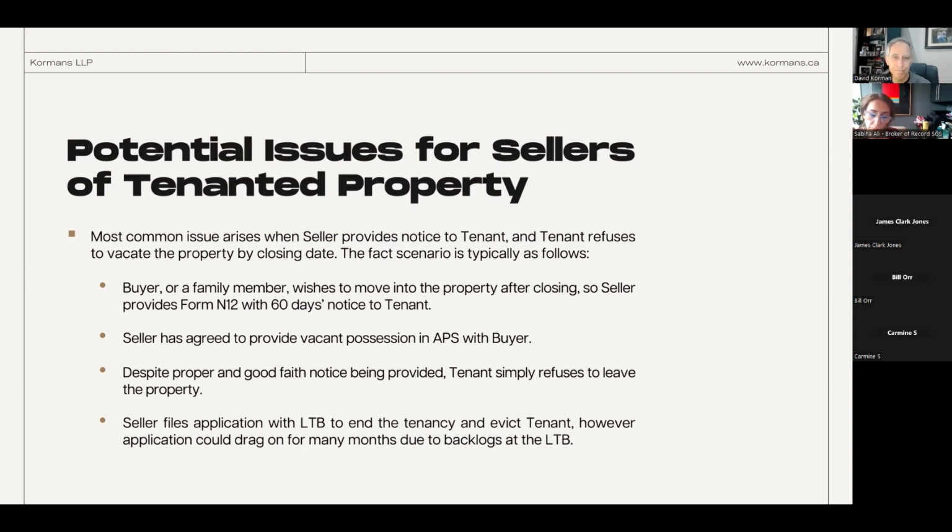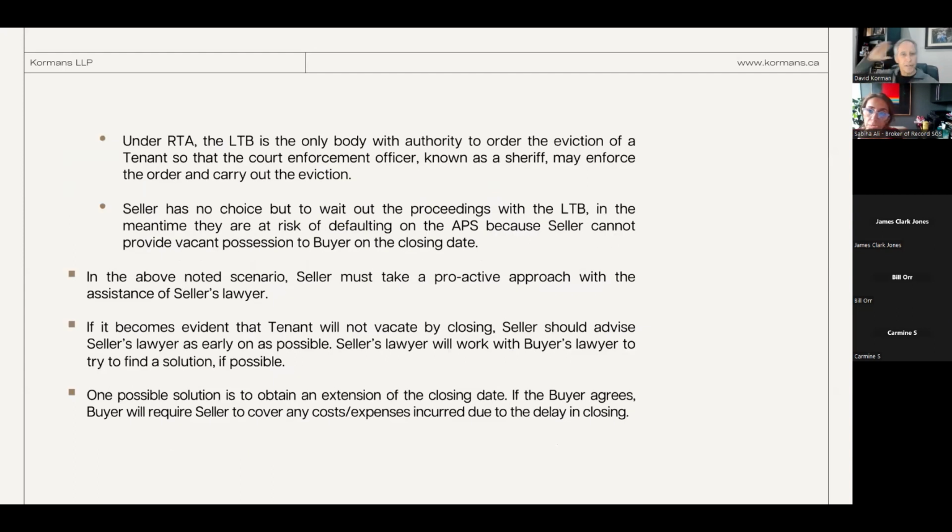Now, under the Residential Tenancies Act, the Landlord and Tenant Board is the only body with the authority to issue those eviction orders that you need. So that's where your enforcement has to go. It's not bringing a claim in small claims court or in any other level of court to get an order.